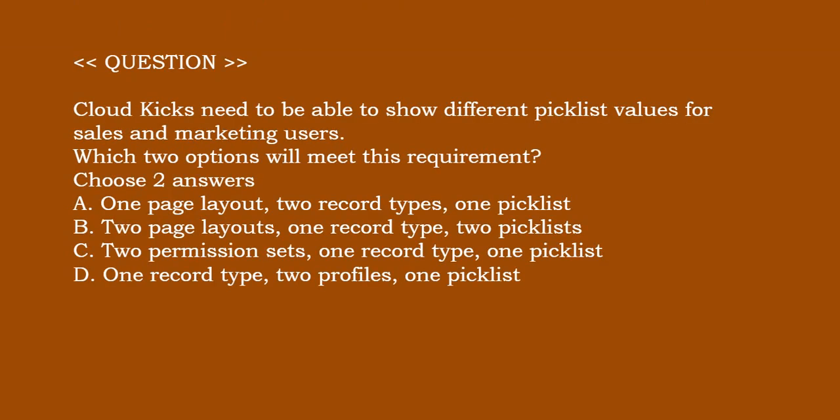Next one. CloudKicks needs to be able to show different picklist values for sales and marketing users. Which two options will meet this requirement? Kindly read the given options. The correct answer is option A and B.